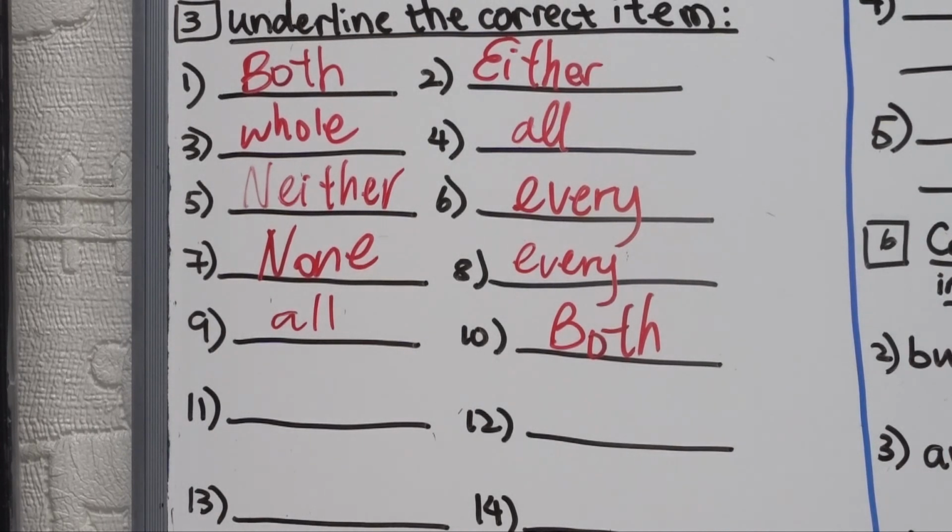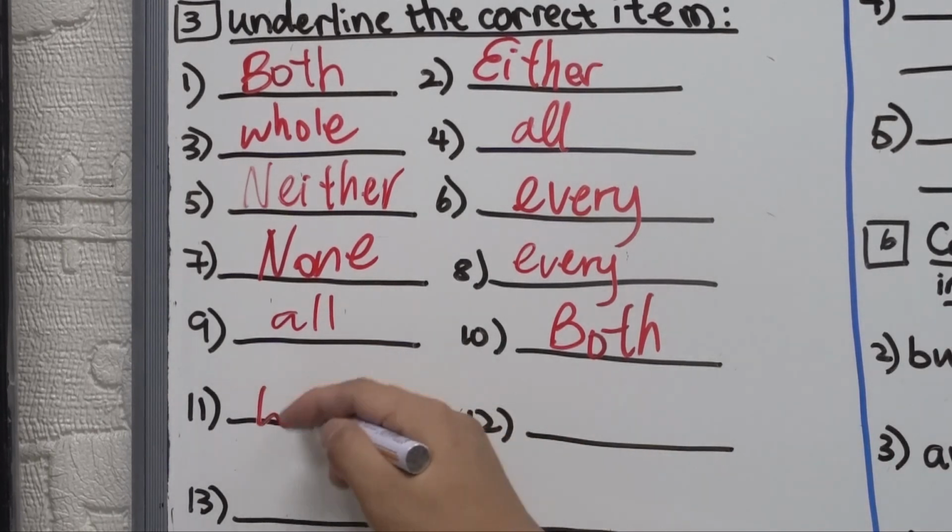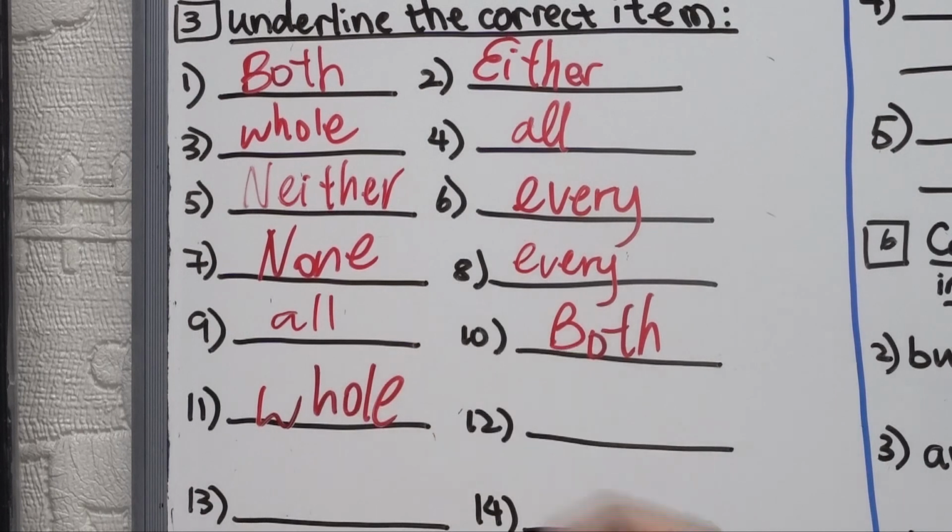Okay, let's move on forward. Number 11. She spent the whole afternoon or all afternoon lying on the beach. Again, part of the afternoon, okay? So the whole, think of it as a chunk, right? And then we have the whole afternoon versus a part of the afternoon, right?